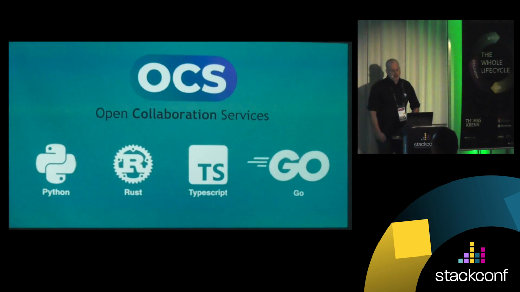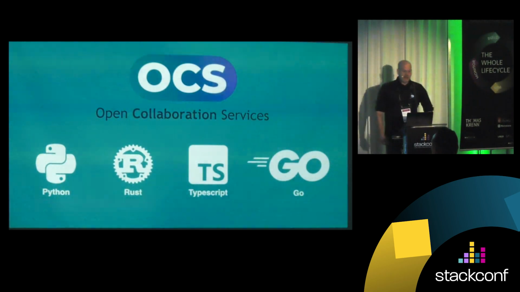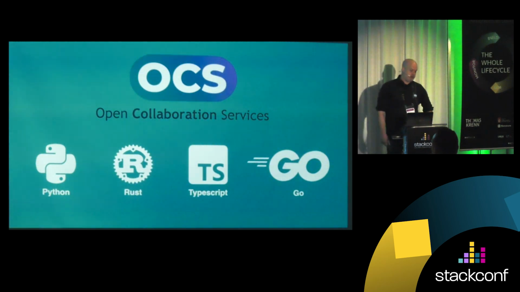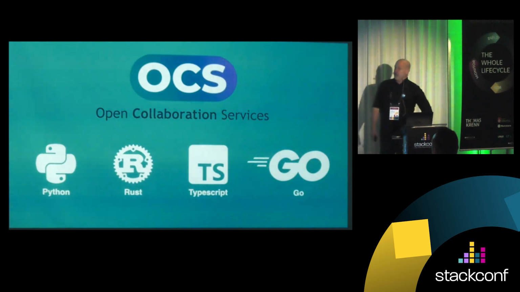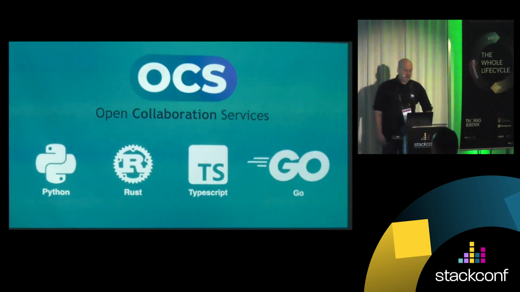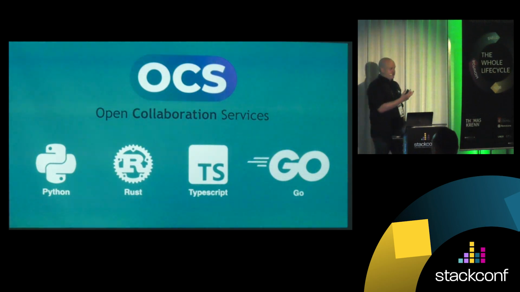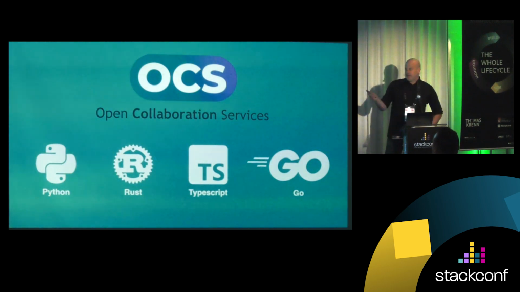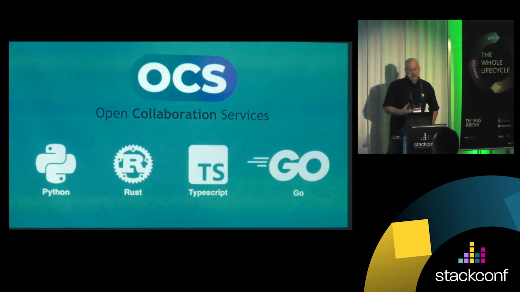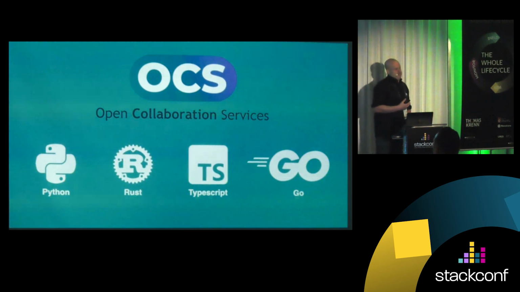And then the third component, this is something very new, is our new API which we call Open Collaboration Services. This is a new API to develop apps and extensions. Because so far, all the apps needed to be developed also in PHP. Here you can develop these extensions and apps with every programming language you want. And we have SDKs for Python, Rust, TypeScript, and Go already. And this is using more of a microservice architecture.